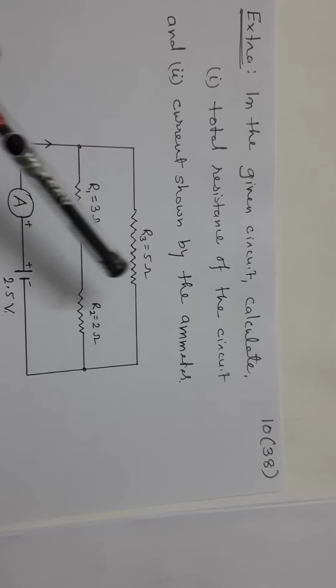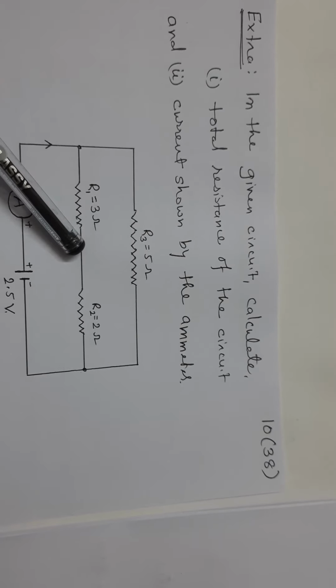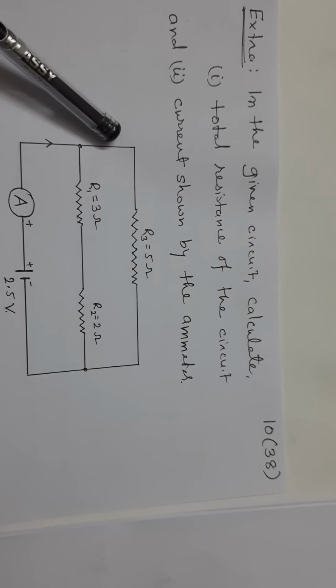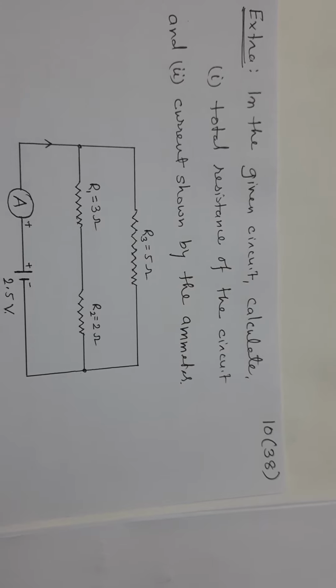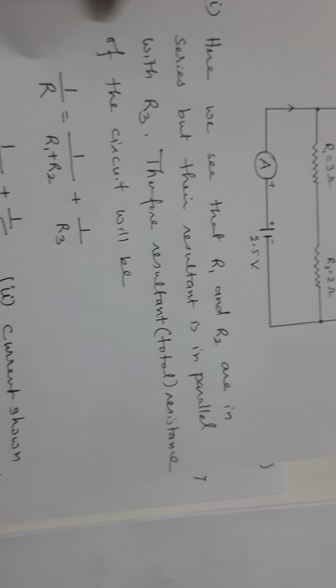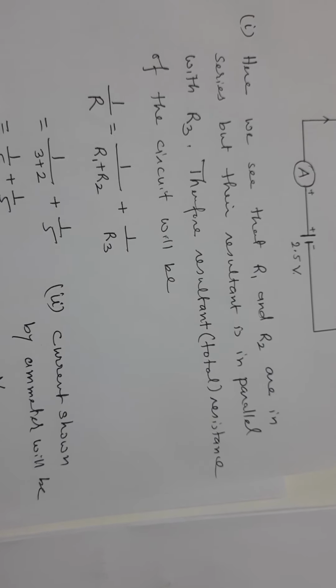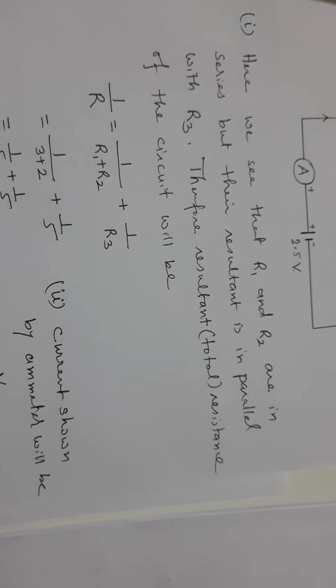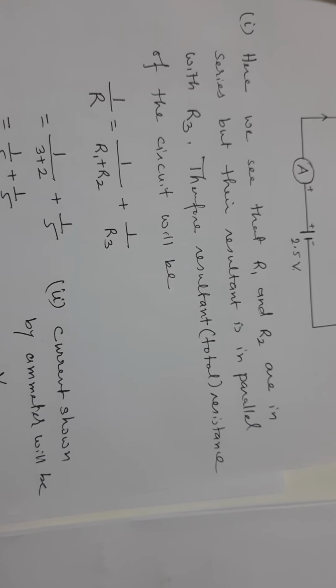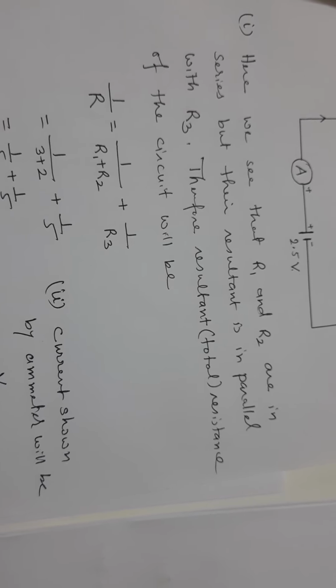Then this R3 and that 5 are in parallel. So let's see the total resistance in the circuit, and we want to calculate the current shown by the ammeter. You also try to understand what has been written. Here R1 and R2 are in series, but their resultant is in parallel with R3. So the total resistance of the circuit will be 1 upon R is equal to 1 upon R1 plus R2, because R1 and R2 are in series, plus 1 upon R3.